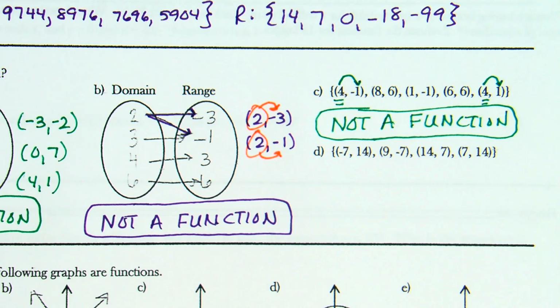Okay. D. (-7, 14), (9, -7), (14, 7), (7, 14). That's a lot of confusing numbers there. But the question just stands, is it a function? I'm going to have to go back to Justin for a moment. Yes, it's a function. Why? Because there's no repeating x values. Each x value is unique: -7, 9, 14, and 7. Does it matter that there's a +7 and a -7? No. Does it matter that I have multiple 14s in the y? No. So, yes, this one is a function.